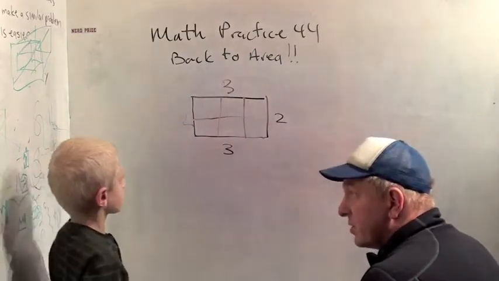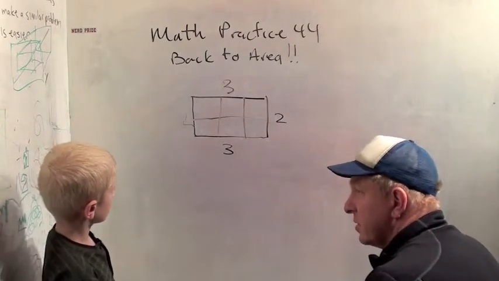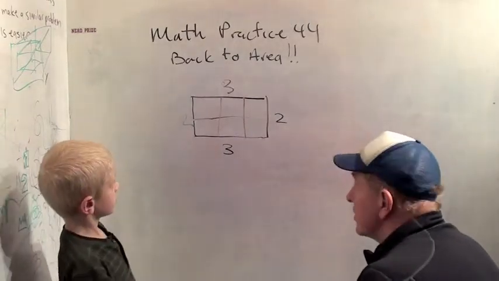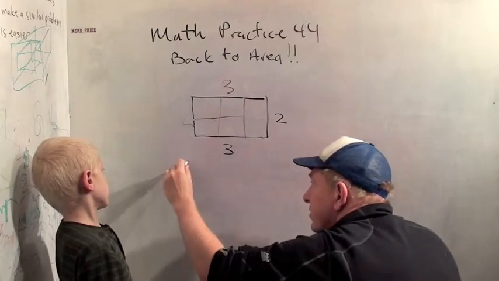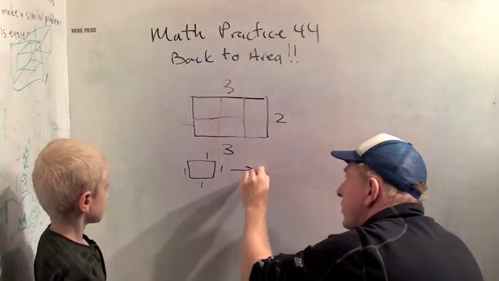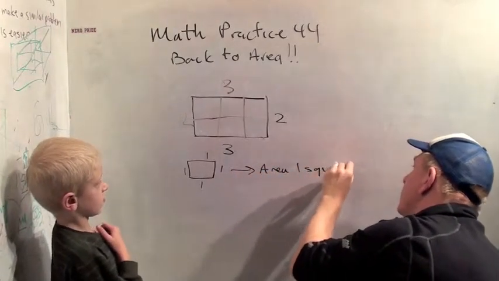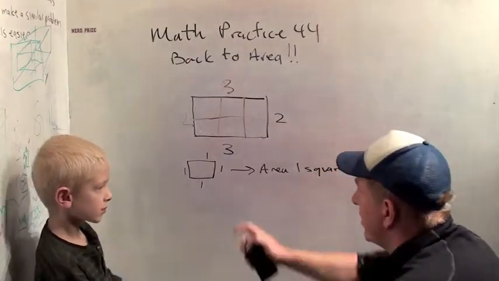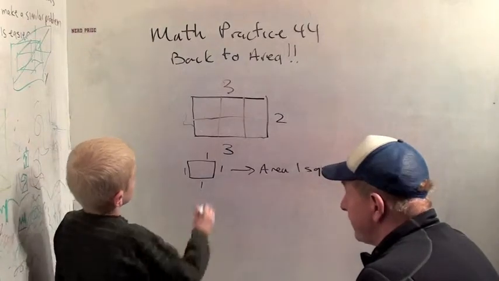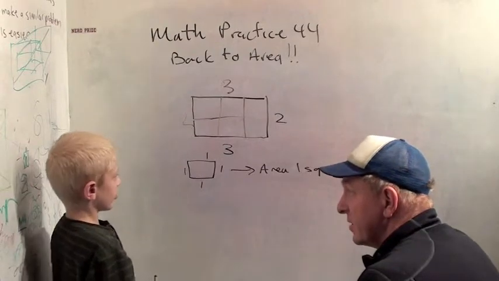Awesome. Now, how many squares are there? 6. And what's the side length of each one of those squares? Side length is 1. If we have a square whose sides are length 1, this has area 1, one square unit. And how many of those squares do we have? We have 6 of those squares. So what's the area of our rectangle? 6 square units.